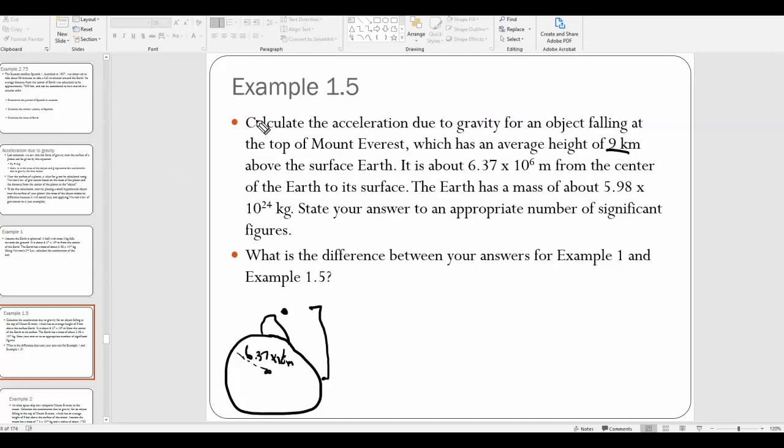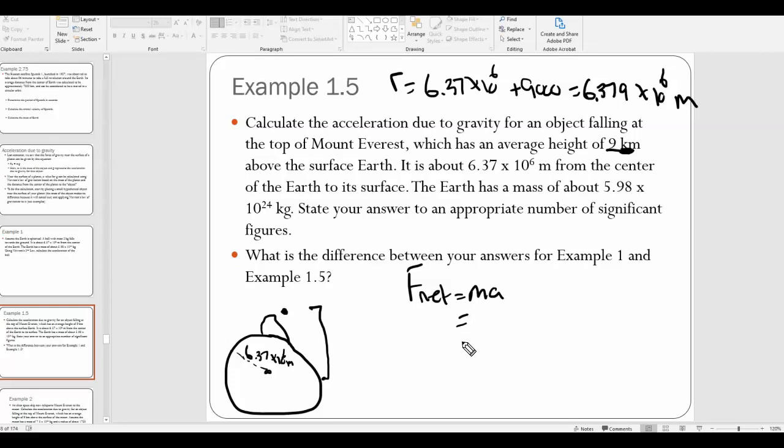So in my equation, my value for r is going to be 6.37 times 10 to the 6 plus 9,000, because 9 kilometers needs to be converted to meters. Okay, so I'm going to type that into my calculator, 6.37 times 10 to the 6 plus 9,000, and I get 6.379 times 10 to the 6 meters. Okay, so now when I go to do my hypothetical calculation, I have F net equals ma.